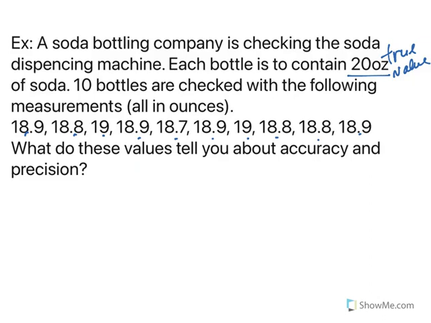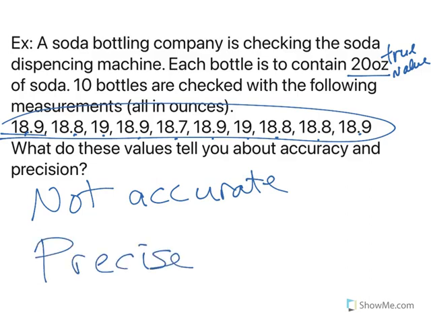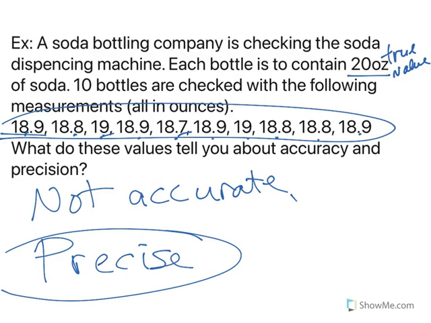If I'm buying a bottle of soda that says 20 ounces, notice that none of these 10 are over 19 ounces. I would say these are not accurate, because they're supposed to have 20 ounces. This is not 20 ounces, this is 19 ounces. But this is a very precise machine. They're all very close, right around 18.8, 18.9 is the majority of them, with a 7 and a 19. They're very close in value, so they're precise, but because we want them to be 20, they're not accurate. And that's the big difference between precision and accuracy.